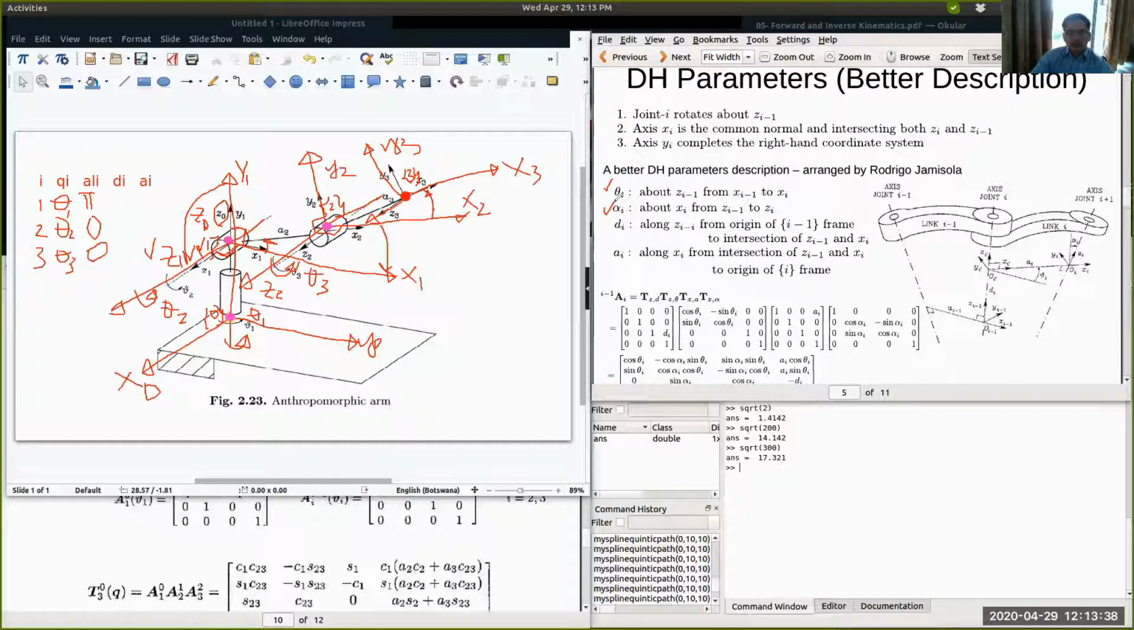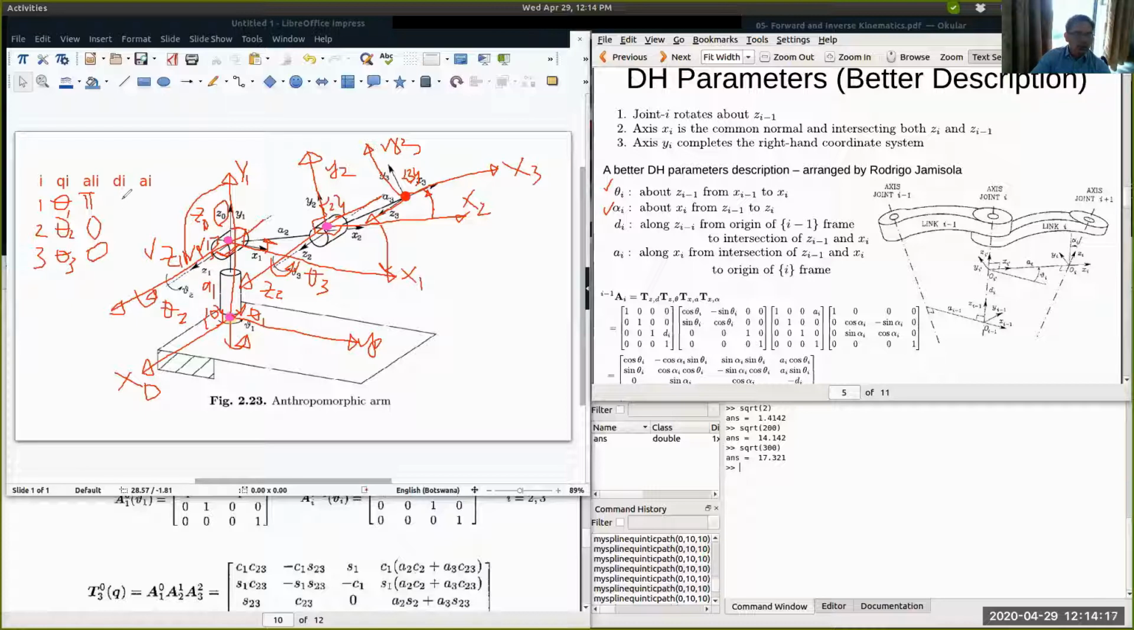So d1. D1 is along Z0. Where is Z0? This is the one. From the origin of the zeroth frame, which is this one, to the intersection of Z0 and X1. That is Z0 and X1, this is the intersection, from here to there. So along the Z0 axis, Z0 is in that direction from here to there, so that's a positive direction. And so we can assign this to be A1.